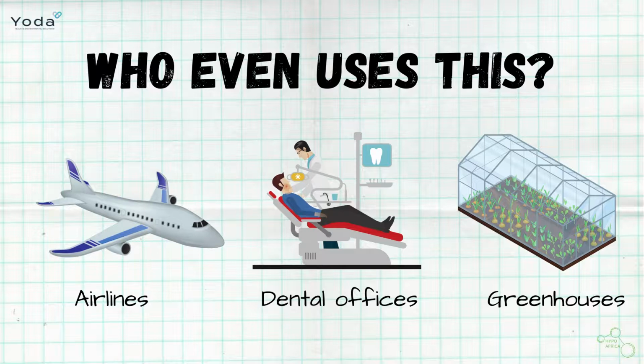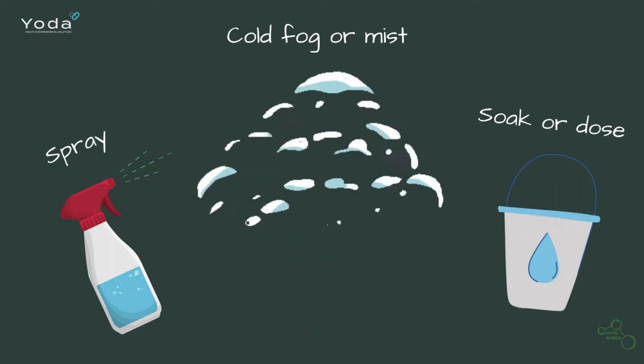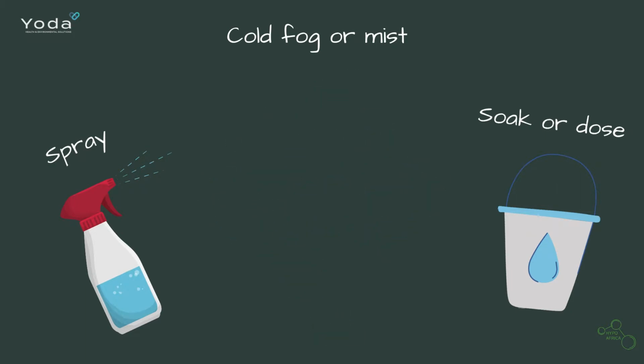Dentists use hypochlorous to sanitize equipment, disinfect rooms between patients, and as part of the treatment procedure for root canals. Greenhouses flush their water lines with hypochlorous to remove biofilm buildup and kill any harmful microbes in the water. Hypochlorous acid can be sprayed, cold fogged with an ultra-low volume cold fogger, or dosed in large quantities.